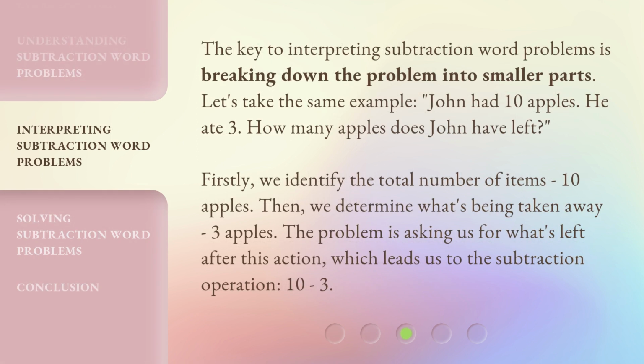The key to interpreting subtraction word problems is breaking down the problem into smaller parts. Let's take the same example. John had 10 apples. He ate 3. How many apples does John have left? Firstly, we identify the total number of items, 10 apples. Then, we determine what's being taken away, 3 apples. The problem is asking us for what's left after this action, which leads us to the subtraction operation: 10 minus 3.